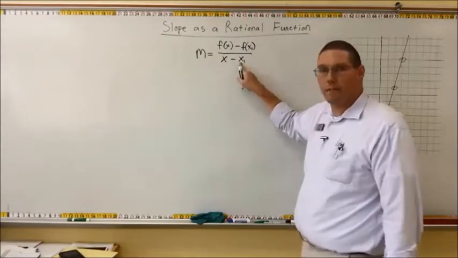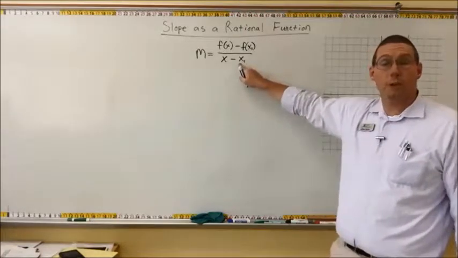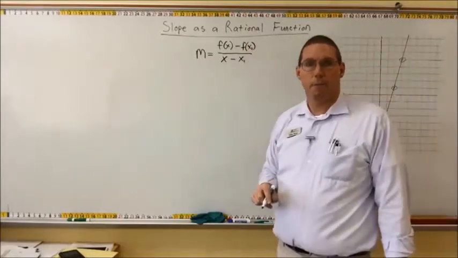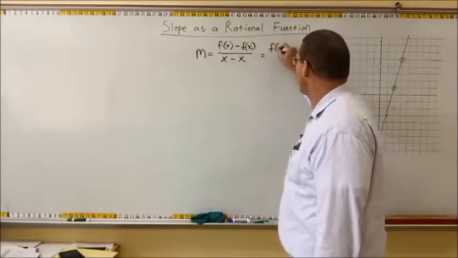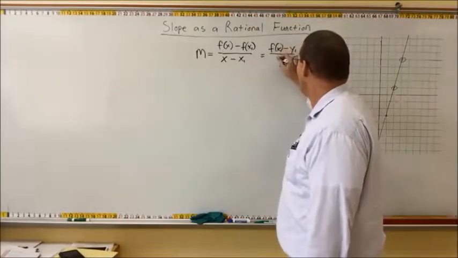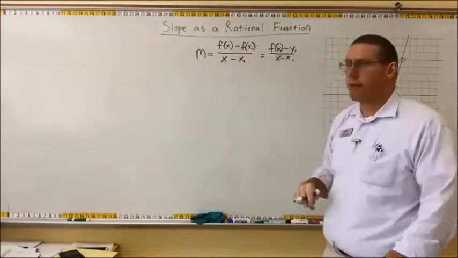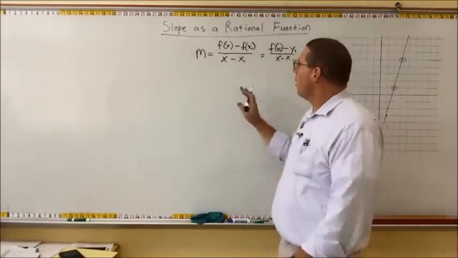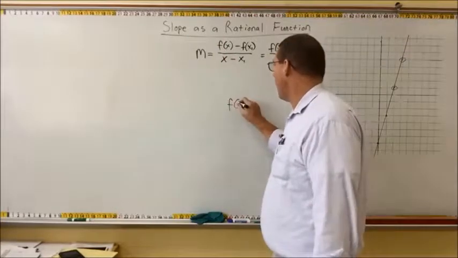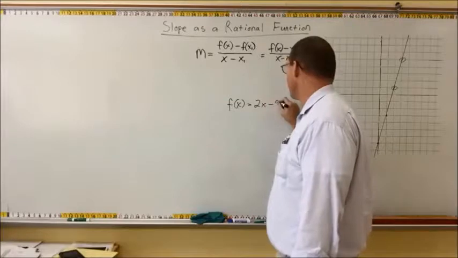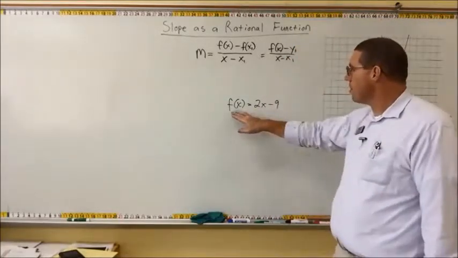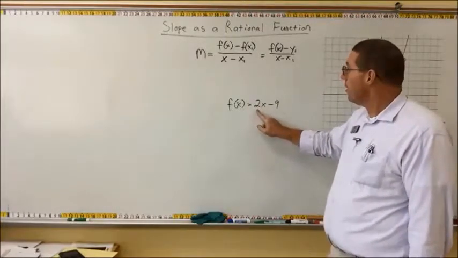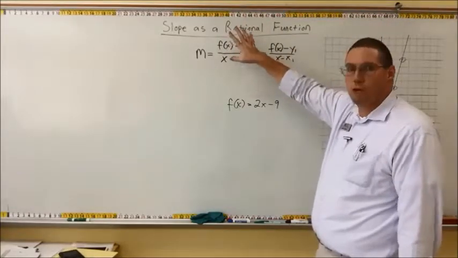So whatever x value we choose, and it's arbitrary, we would plug it into the function and get an output value. So you can either say f of x minus y1 over x minus x1, or f of x minus f of x1 over x minus x1. And what we're going to find is that when f of x is a linear function, like f of x equals 2x minus 9, you can see that the slope is 2.